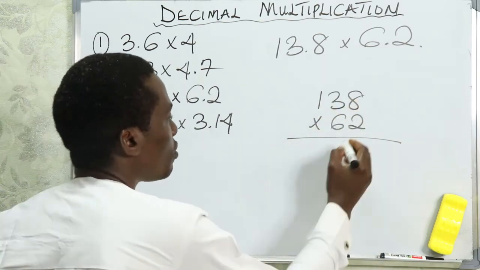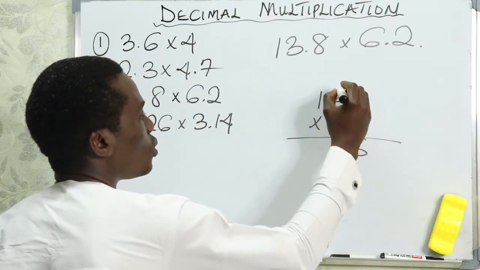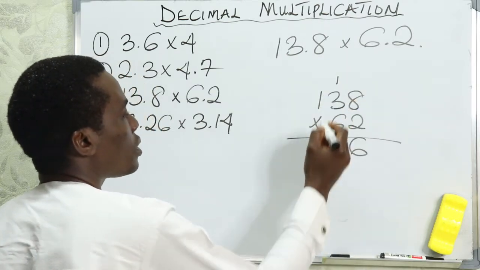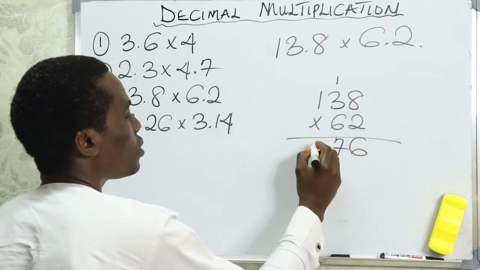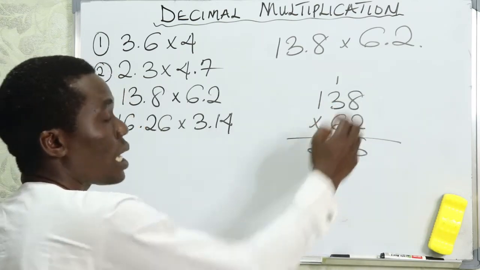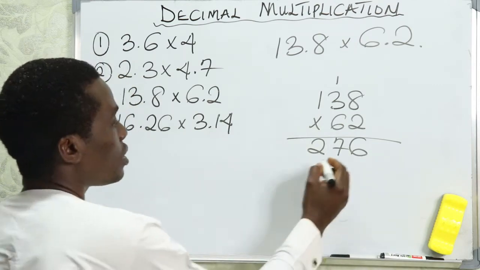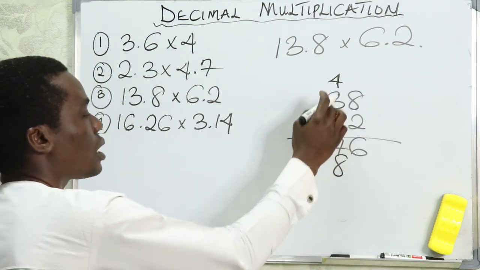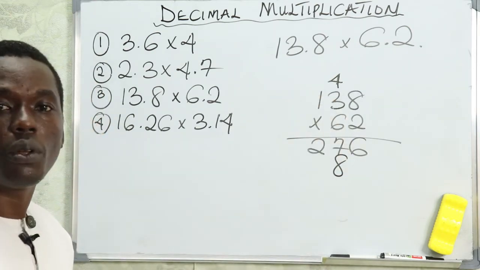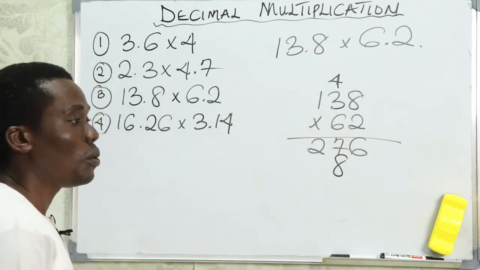8 times 2 will give us 16. You write 2, you carry 1. 2 times 3 will give us 6 plus 1. That will give you 7. 2 times 1 will give you 2. 6 times 8 will give us 48. You write 8, you carry 4. 6 times 3 will give you 18 plus 4, which will give you 22.